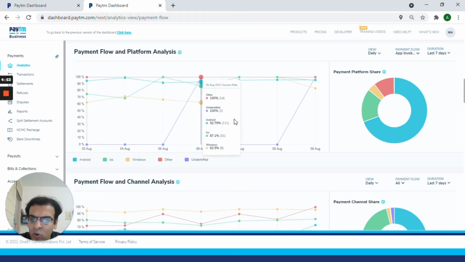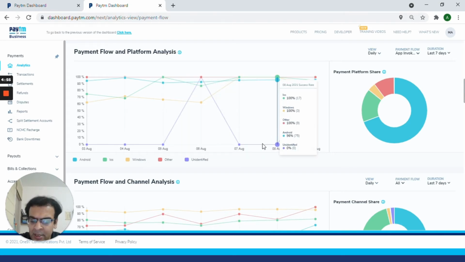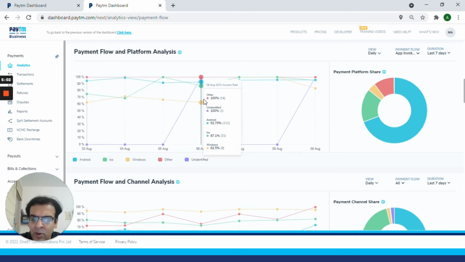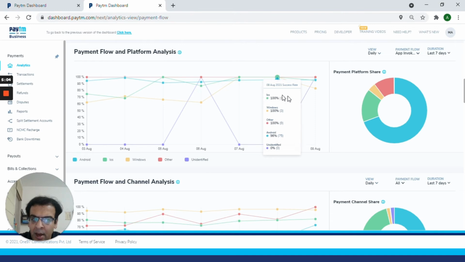And there are 2 parts of this section. One part is the success rate behavior of each of these platforms over a selected duration. And on the right side we show the platform share, that is, what exactly has been the percentage transaction share of these platforms for the selected duration.